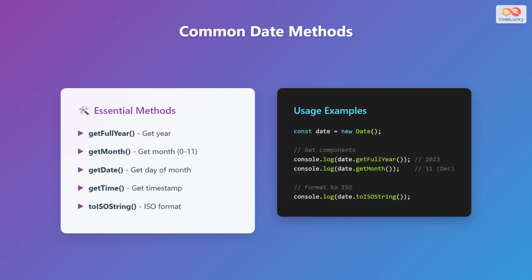The toISOString method returns a string representing the date in ISO format, which is a standard format for representing dates and times. Here are some examples of how to use these methods. First, create a new Date object. Then you can get the year using date.getFullYear(), which will return 2023. You can get the month using date.getMonth(), which will return 11, representing December. Finally, you can format the date to ISO format using date.toISOString().